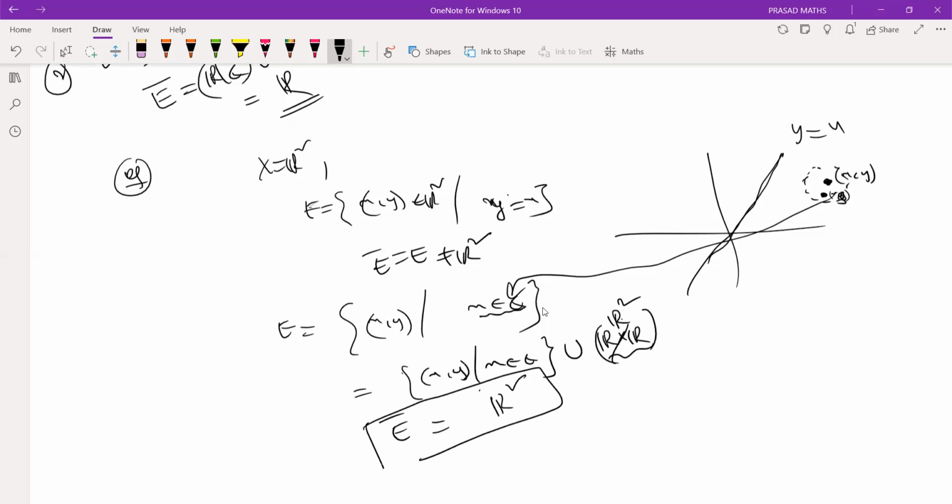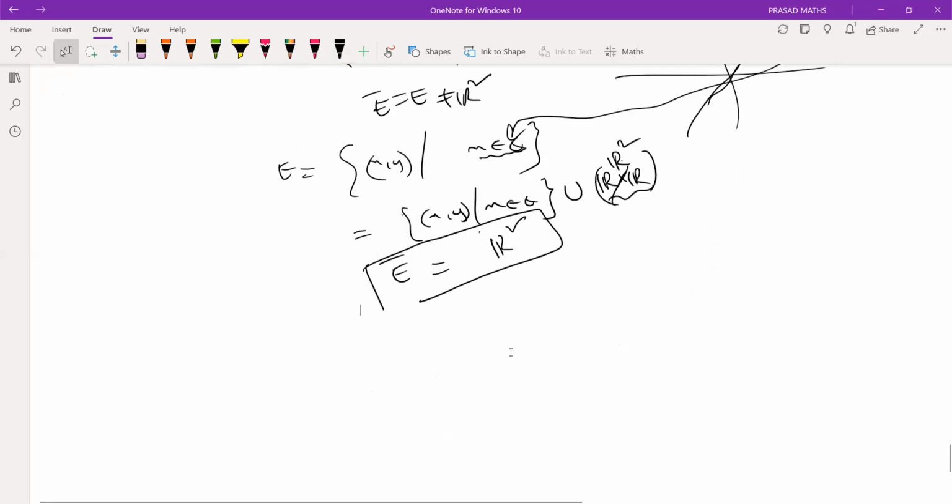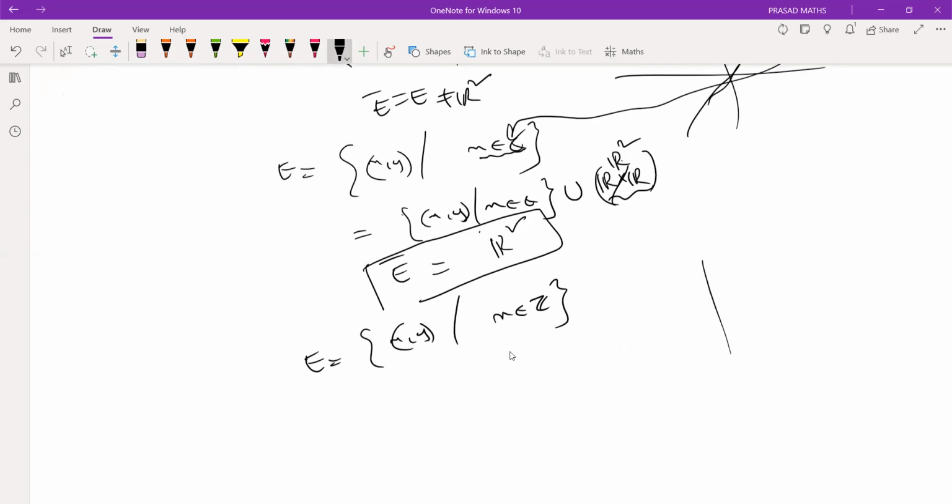Is it clear? Suppose you take the set of all ordered pairs (x, y) such that x belongs to Z only. Is it dense in R2? No.